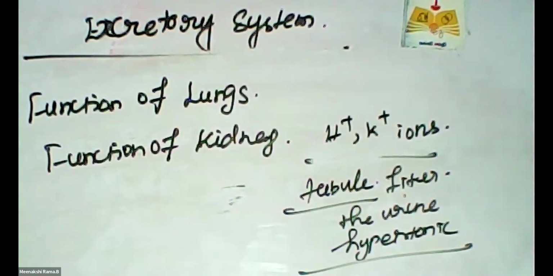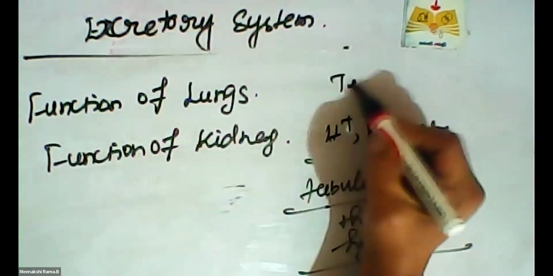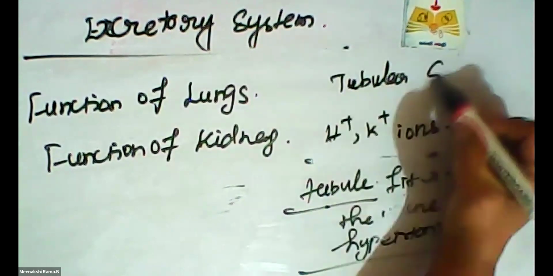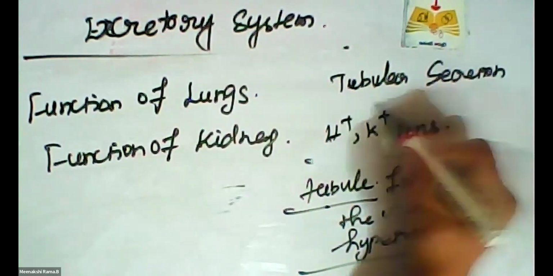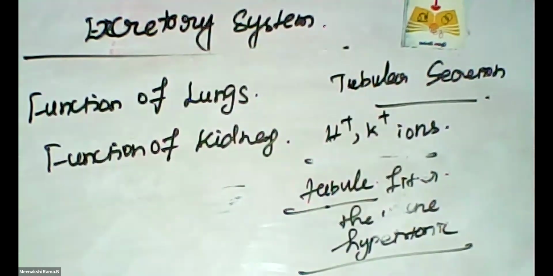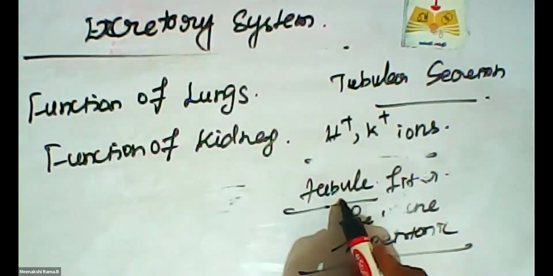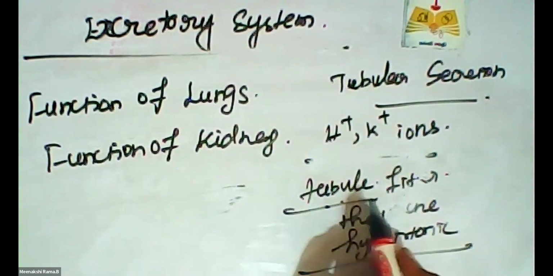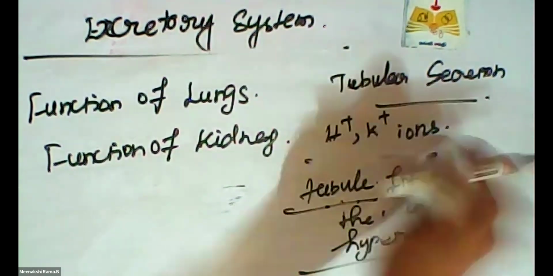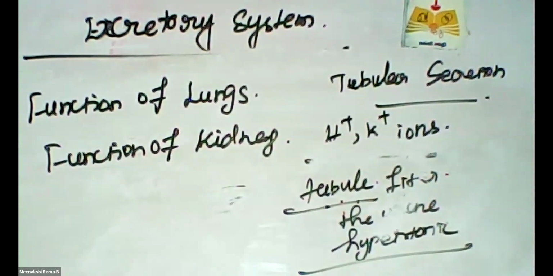Tubular secretion means substances like H plus and K plus ions are secreted in the tubule. The tubule filtrate becomes urine in that area. That process is known as tubular secretion. Okay.